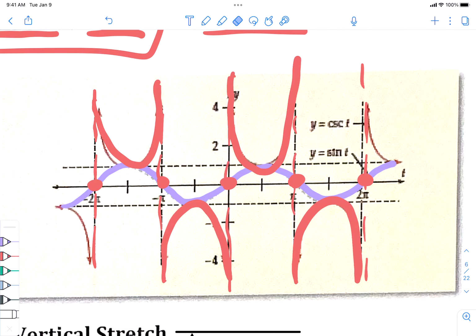The graph of cosecant, you graph sine first. And they're going to touch at each one of those points, and cosecant has vertical asymptotes that confine each one of those parabolas. Does that make sense? That's what it will look like, okay?